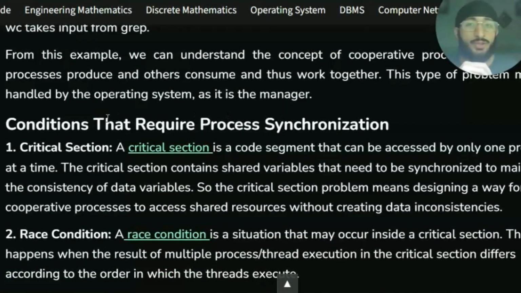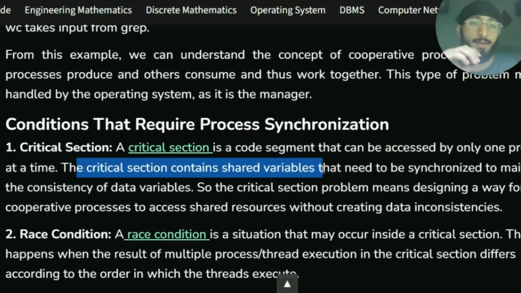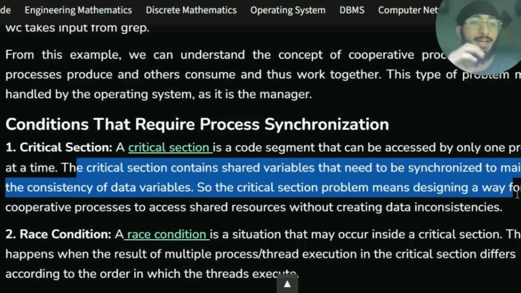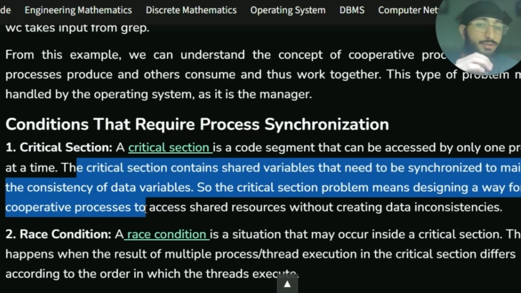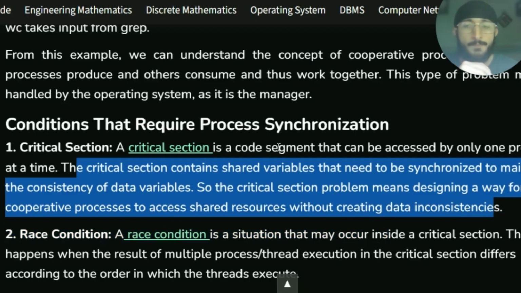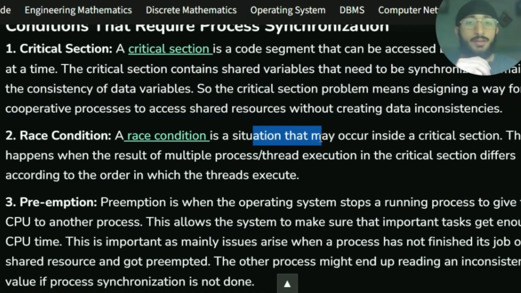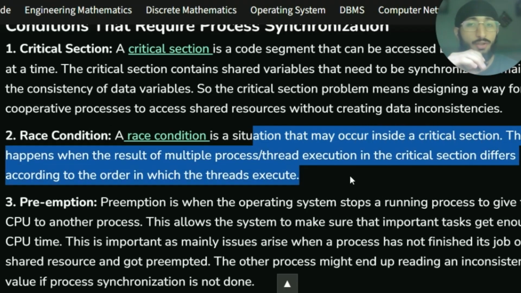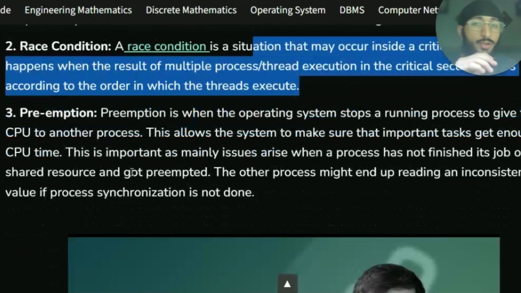Right. Now, conditions that require proper synchronization. First, a critical section. It is a code segment that can be accessed by only one process at a time. It contains shared variables that need to be synchronized to maintain the consistency of data variables. So the critical section problem means designing a way for cooperative processes to access shared resources without creating data inconsistencies. Second is race condition, a situation that may occur inside a critical section. This happens when the result of multiple process or thread execution inside the critical section differs according to the order in which the threads execute.